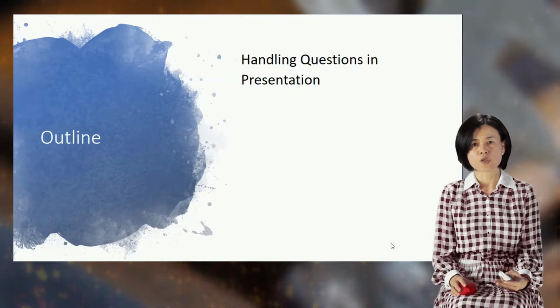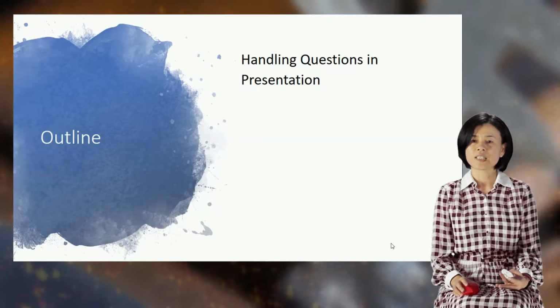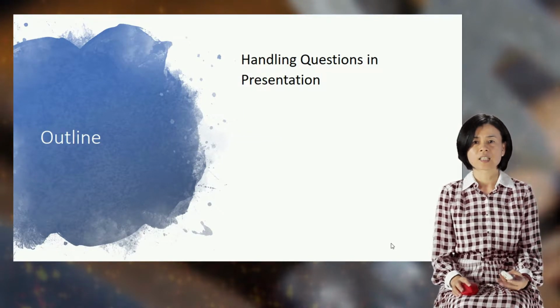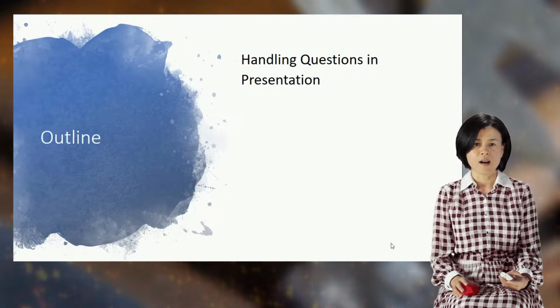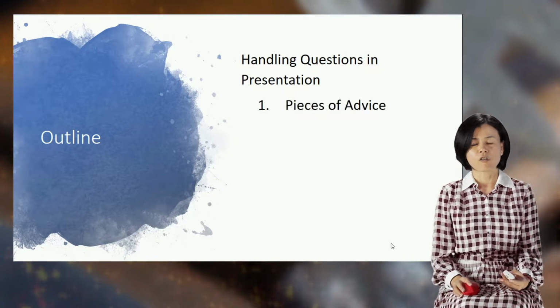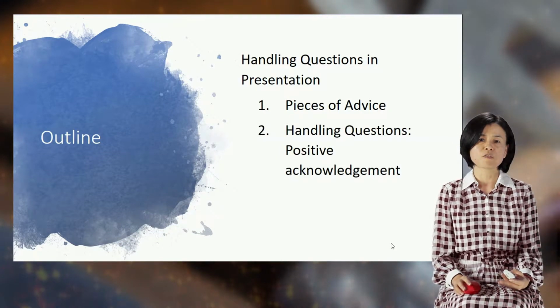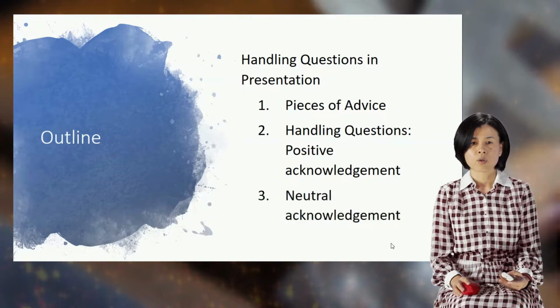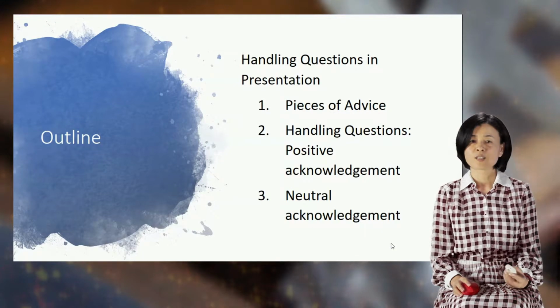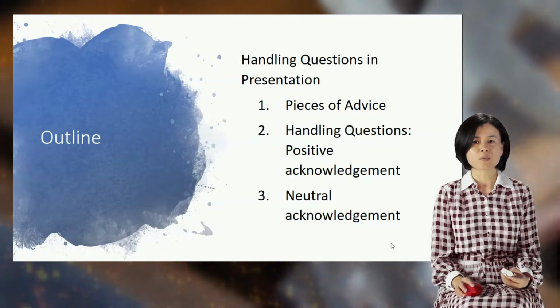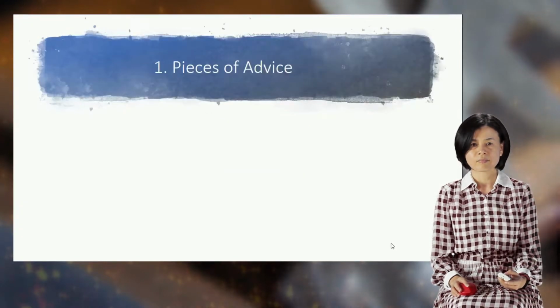After explaining the structure of the whole unit, this is the outline of this video. Just to repeat what I said earlier, it has 3 points. They are 1. Pieces of advice. 2. Handling questions for positive acknowledgement. 3. Handling questions for neutral acknowledgement. So, are you ready for these topics? Okay, I will start with the first one. Topic number 1, pieces of advice.